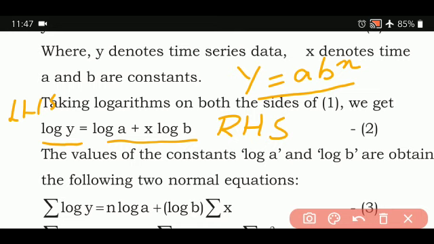So y becomes log y. And when you are using the basic rules of logarithms, into becomes addition, and division becomes subtraction. So we are using that law under logarithms. So a becomes log a plus, this exponent x will come here, x log b. So we are using logarithms on the left hand side as well as the right hand side. Now this becomes the equation instead of this particular y is equal to a into b to the power of x.